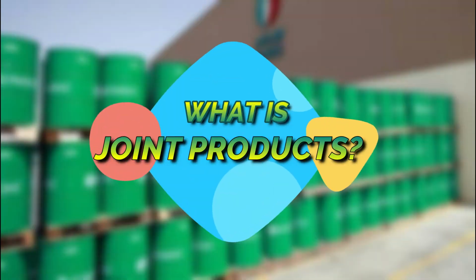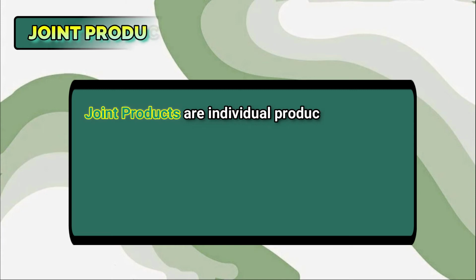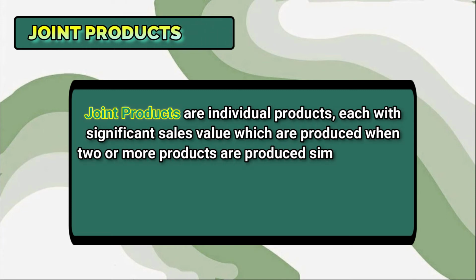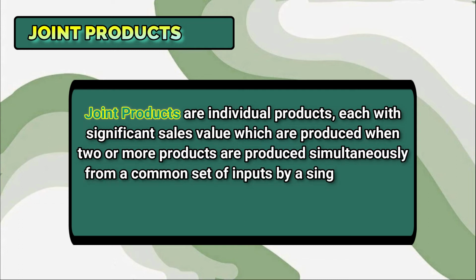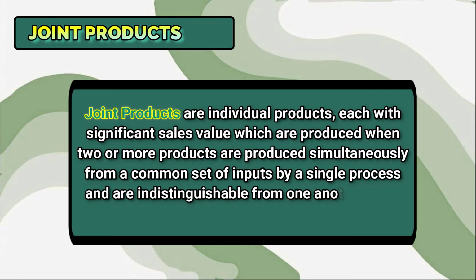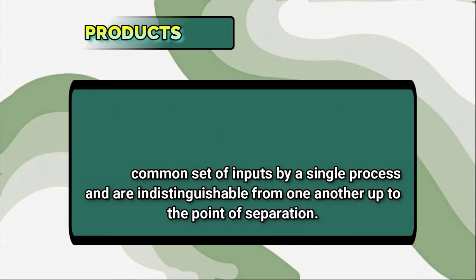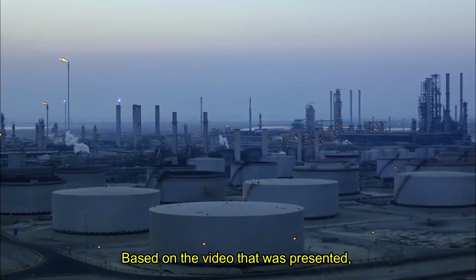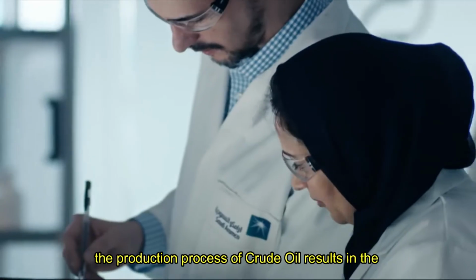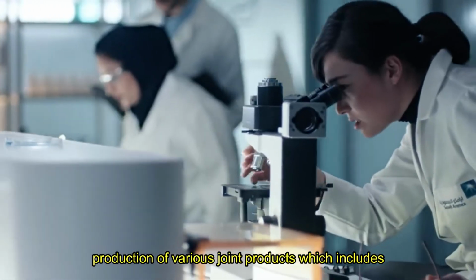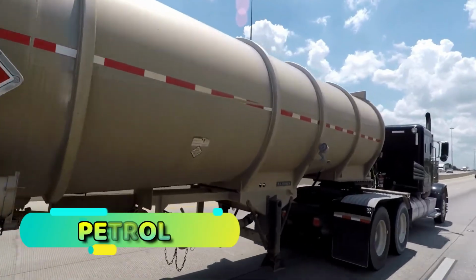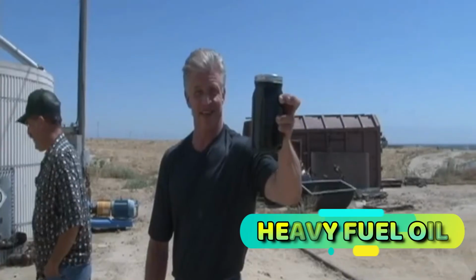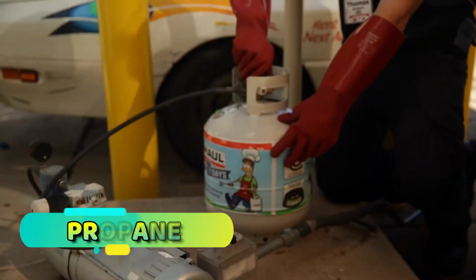What are joint products? Joint products are individual products, each with significant sales value, which are produced when two or more products are produced simultaneously from a common set of inputs by a single process and are indistinguishable from one another up to the point of separation. What were the joint products of the process? Based on the video that was presented, the production process of crude oil results in the production of various joint products, which include petrol, diesel, jet fuel, heavy fuel oil, and propane.